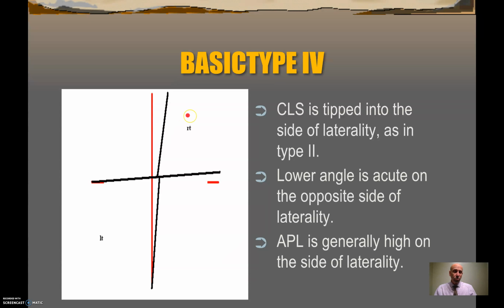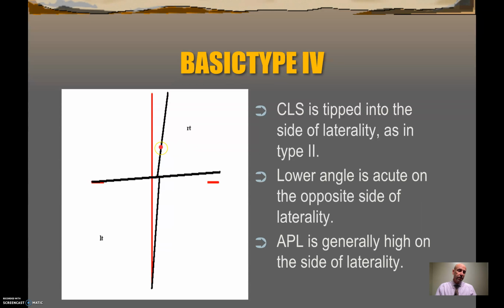So in a basic type 4, this is kind of a combo misalignment. So the central skull line is tipped into the side of laterality, which is the same as what a type 2 represents. The lower angle is acute on the opposite side of laterality. So if we have a right upper angle, we have a lower angle that's on the left side, so it's contralateral acute angles, and that would be like a type 1. And the APL is generally high on the side of laterality. Once again, this would be a typical case.